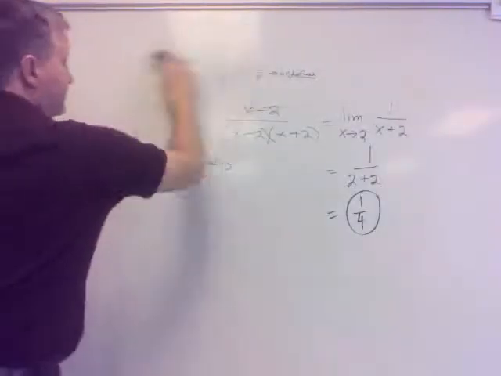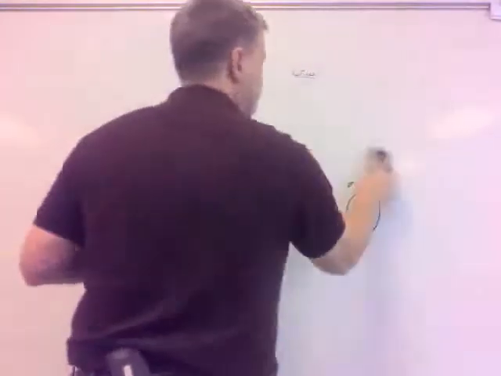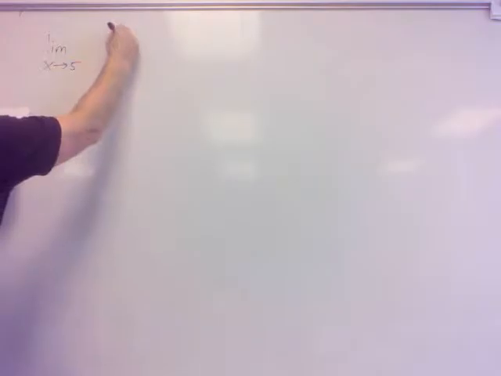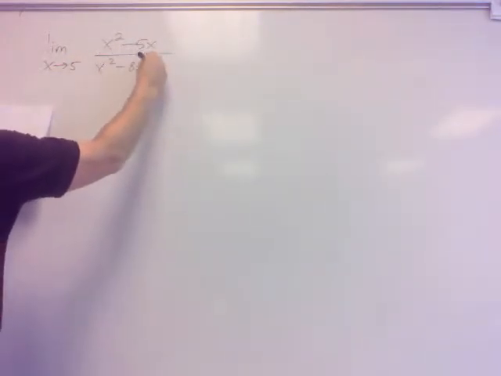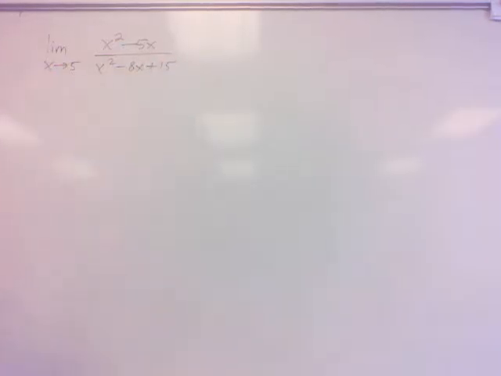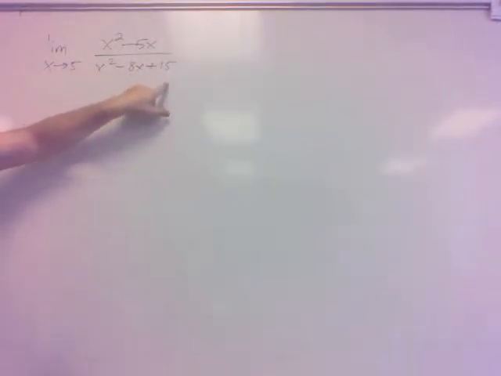So here's another one. How about the limit as x approaches 5 of x squared minus 5x over x squared minus 8x plus 15. Can I substitute there? Well, just look at the bottom. The bottom would be 25 minus 40 plus 15. The bottom is 0, so we can't substitute. You run into that a lot. Okay? So what do we do? Well, we do a little bit of factoring.